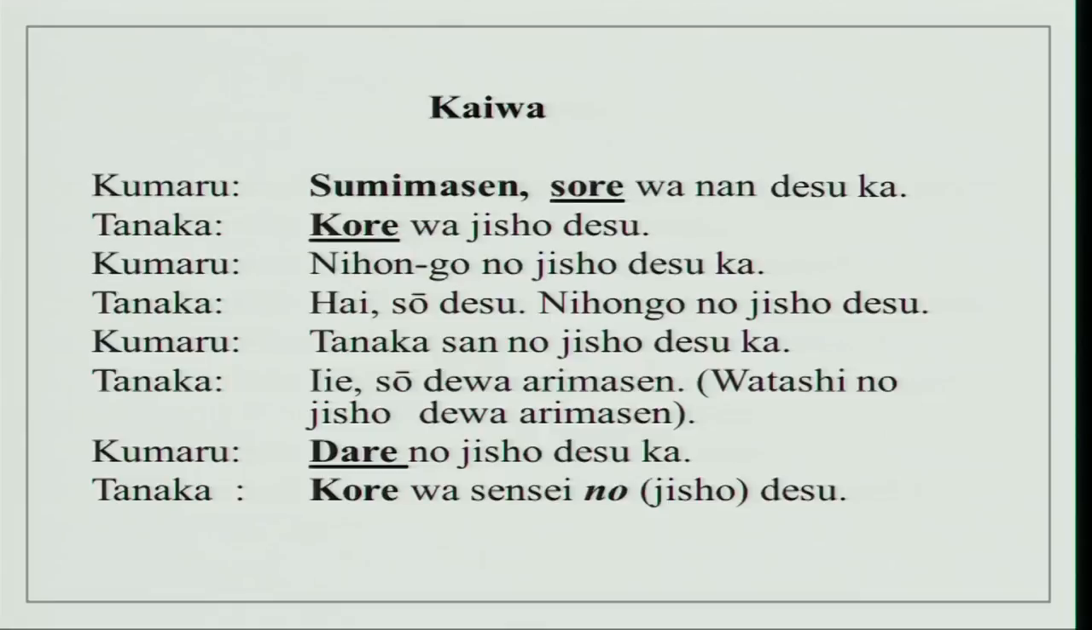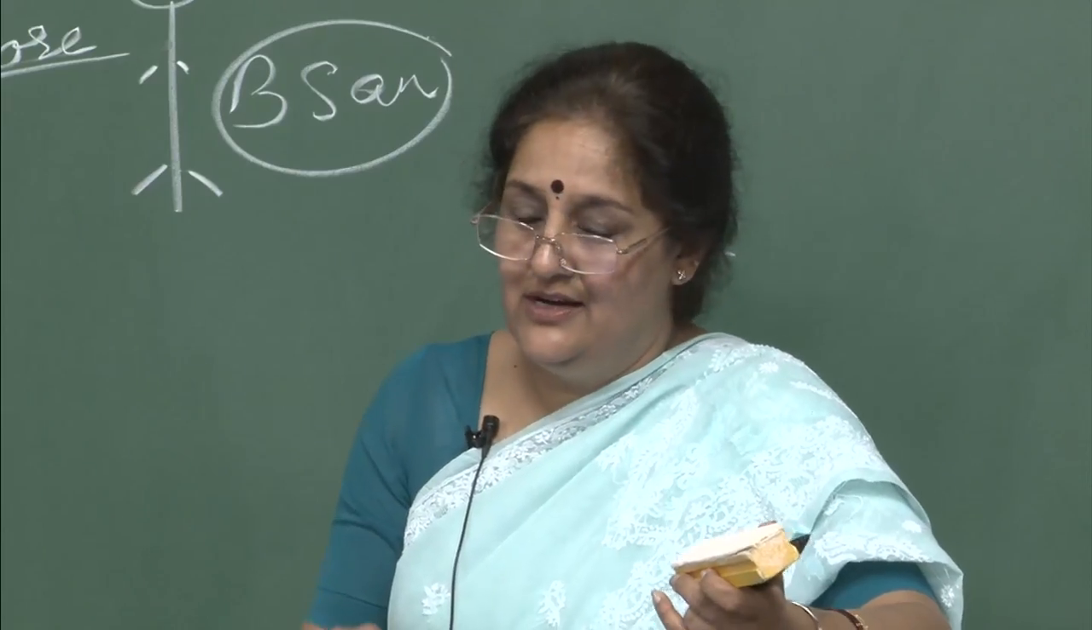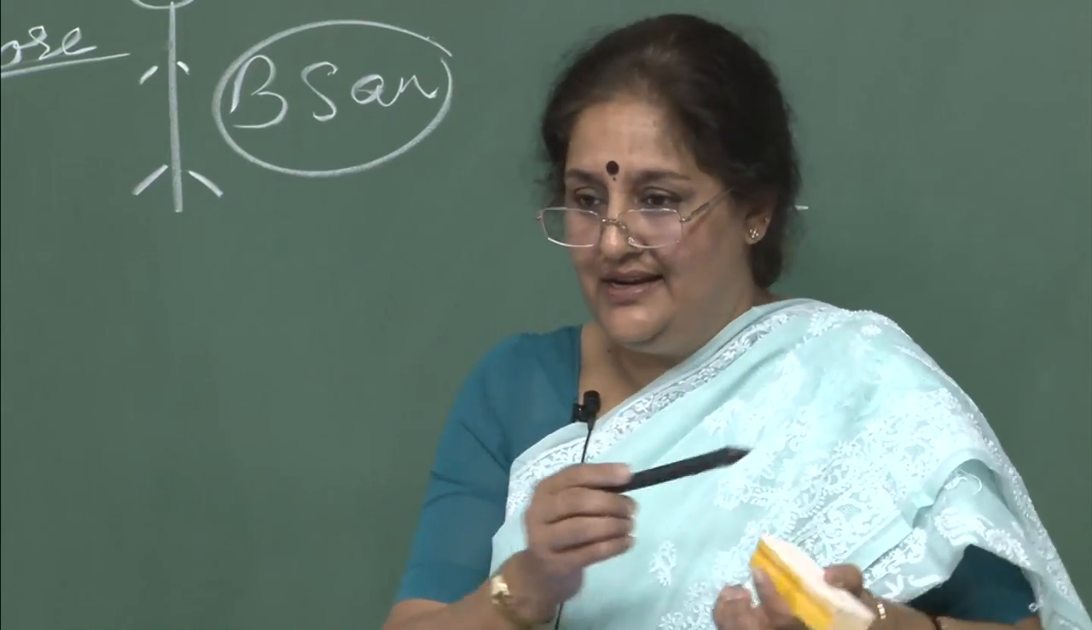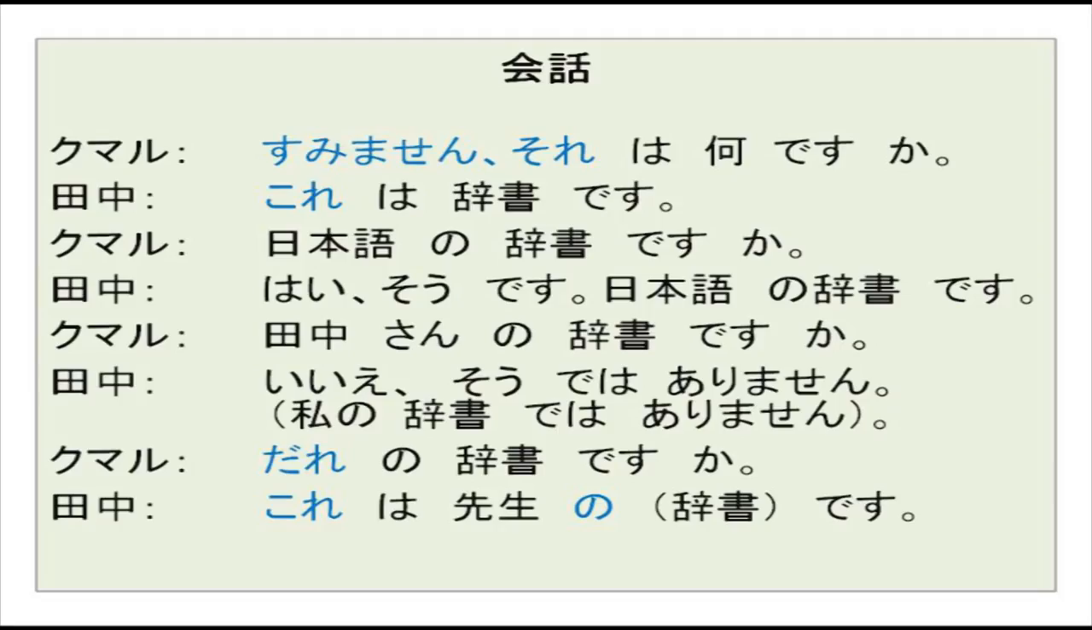So, well, Kumar san again wants to know, in that case, 誰の辞書ですか? Whose jisho is it? これは先生の辞書です。You can again remove jisho from here, and everything will be understood very, very clearly. Kore wa sensei no desu. There is no need to add the noun over there. If you want, you can add. If not, no itself completes everything, and everything is very clearly understood.